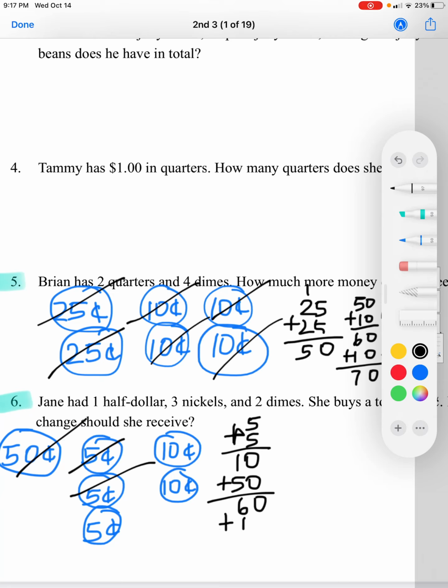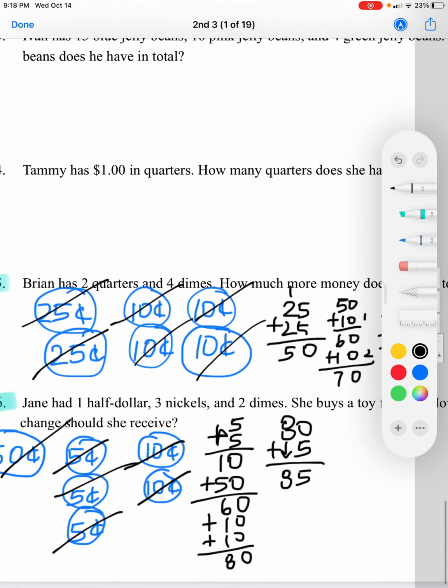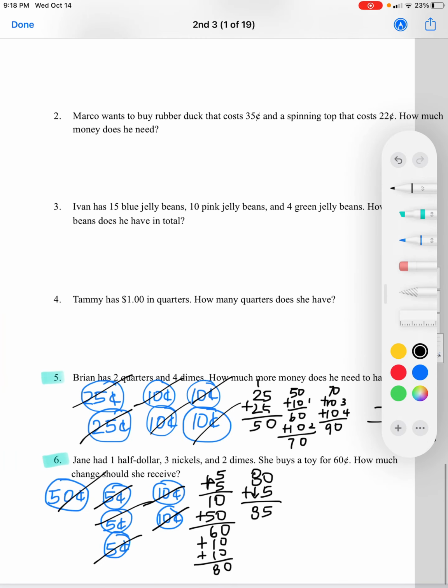We'll add the 2 dimes. Plus 10, plus 10. 0 plus 0 plus 0 equals 0. 6 plus 1 equals 7. 7 plus 1 equals 8. So that's 80 cents. We have 1 nickel left. So we'll add a 5. 0 plus 5 equals 5. And we'll bring down the 8. So Jane starts off with 85 cents.